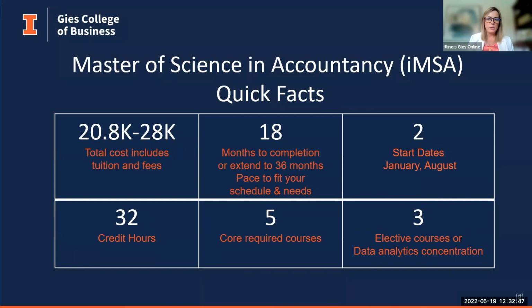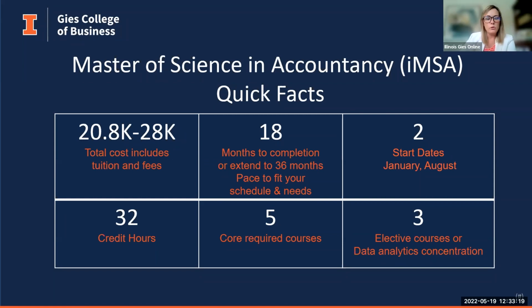The tuition for the IMSA is 20 to 28K, right around there. This is a range because of your course choices. You will have some options to choose some electives within your degree, and based on what you choose, either a non-accounting or an accounting course, you will have a little bit of a different tuition. Students complete the IMSA program in 18 to 36 months, depending on your course load. We only have 2 start dates for the IMSA program, and that would be in January and August.